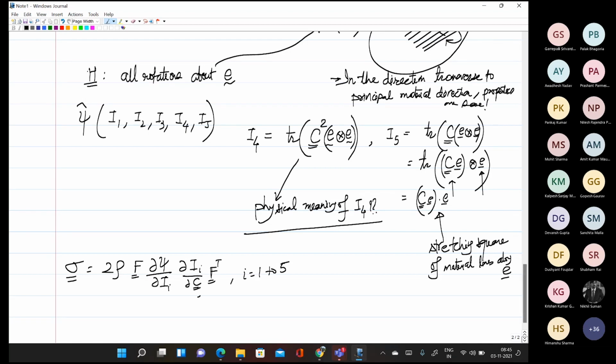So again, we have to find out these things, no? And we already know it for I1, I2, I3. So we have to think of what this will be for I4 and I5, right? So I'm again going to leave this to you as an exercise. And you might have to derive it sometime, let us say in the quiz or in the exam. So del I4 by del C turns out to be A tensor product CA plus CA tensor product A.